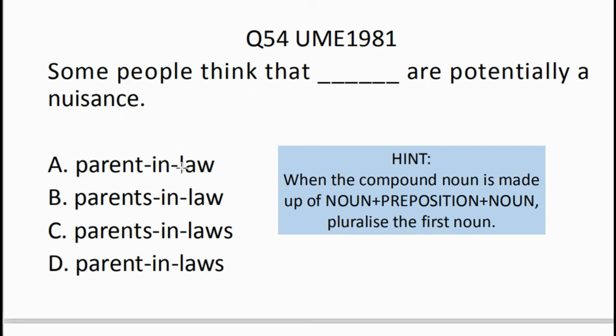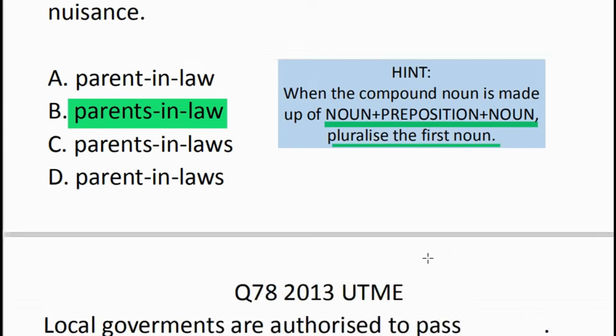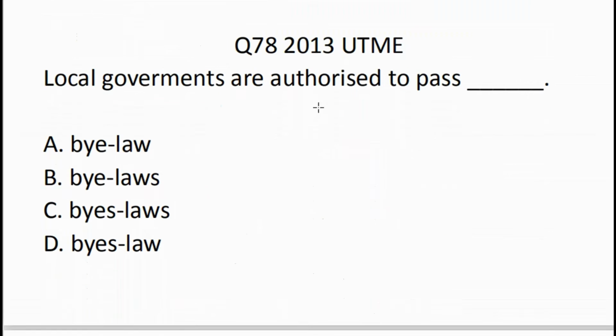A, parent-in-law. B, parents-in-law. C, parents-in-laws. D, parent-in-laws. This is just like the previous one. So we pluralize the first noun, and that is option B. Some people think that parents-in-law are potentially a nuisance. The last one we have here is question 78, 2013 UTME.